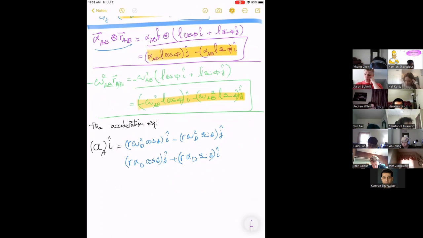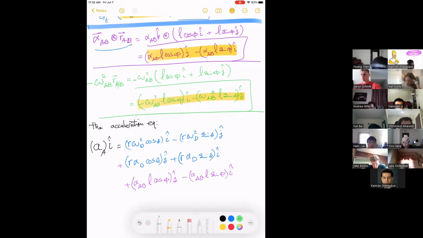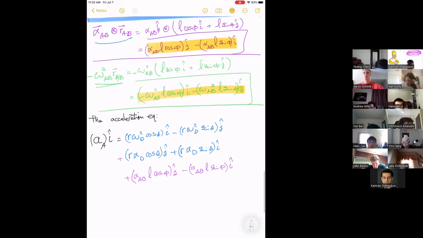Which is going to be plus alpha AB L cosine phi J minus alpha AB L sine phi I. And then the last term, this guy, minus omega AB square L cosine phi I minus omega AB square L sine phi J.